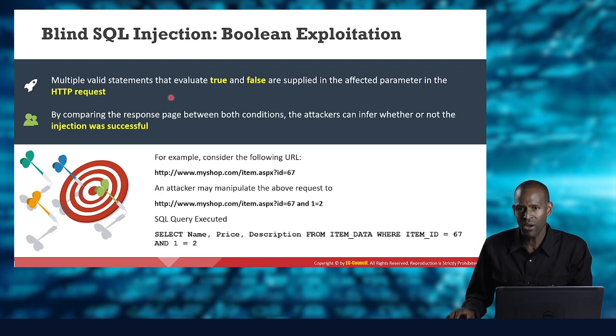So what you do is compare the response page between the true and false conditions, and you can tell whether or not the injection was successful, kind of like we were talking about before. So here's a URL with an item ID of 67. You want to manipulate the request, so we're going to add in a Boolean, and 1 equals 2. That's going to evaluate to false. And so this query is going to be executed, and we're going to have that false evaluation, and then I can measure that false response and iterate over time to find the answers I'm looking for.